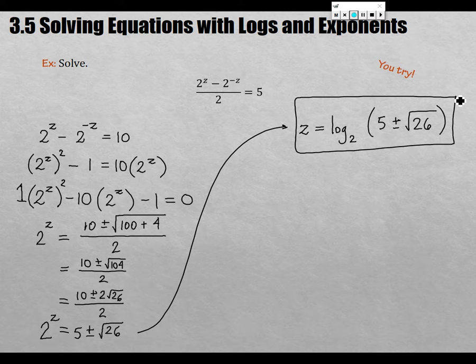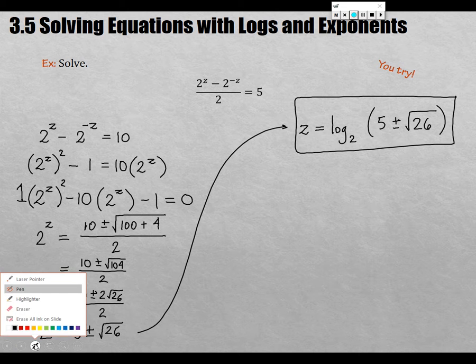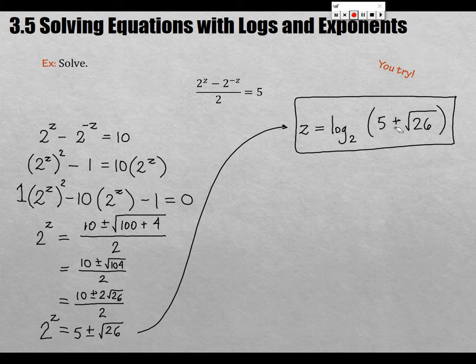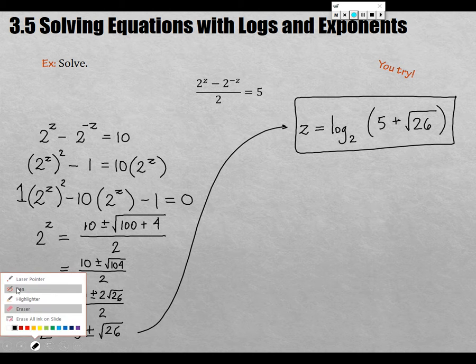Wait, there's a look of concern on Stephanie's face. Root 26 is larger than 5? How do you know that? 5 squared is 25, so root 25 is 5. I'm with you now, you're right. Root 26 is bigger than 5. Do you agree, people out there? So what are you saying we need to do? 5 minus root 26 can't be the argument of the log. True story. Okay, yes, Reggie.